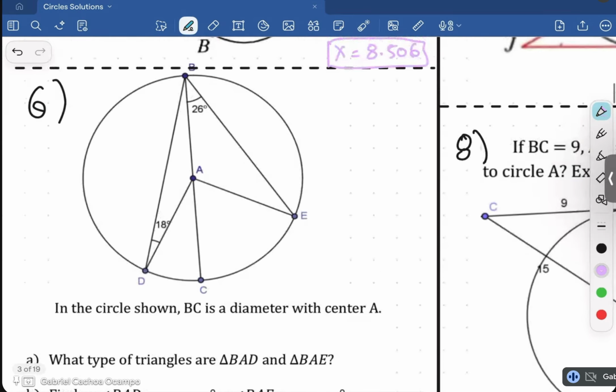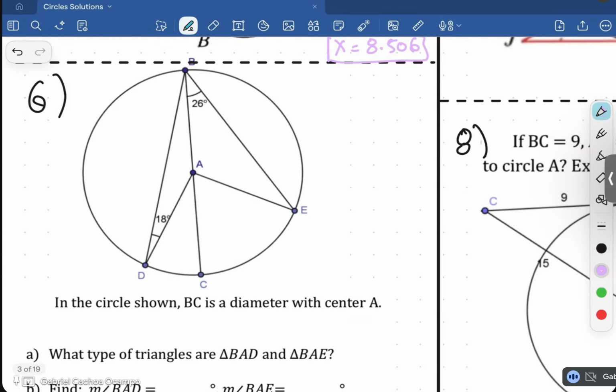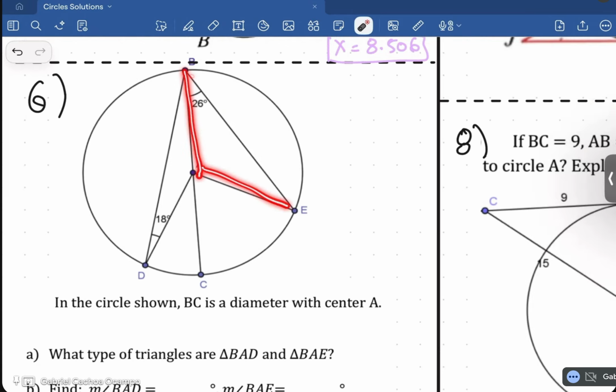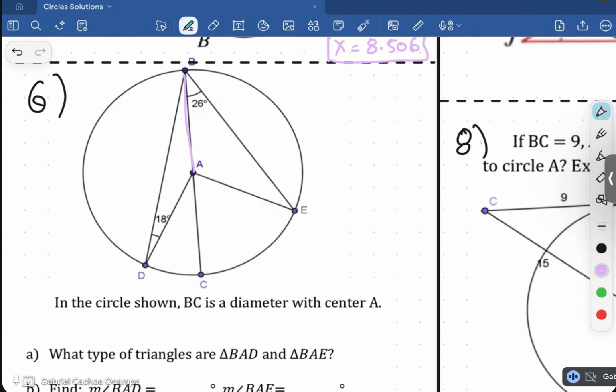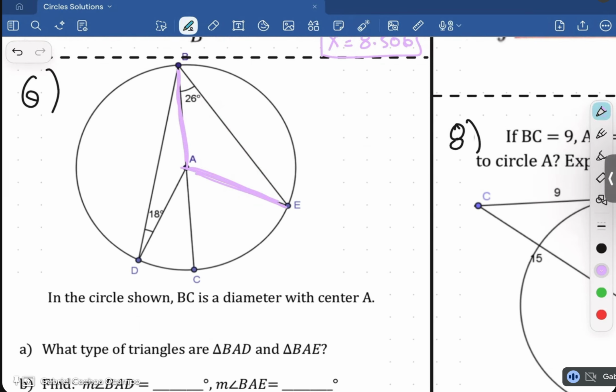Okay, now this one is a little bit funnier. BC is a diameter. What type of triangles are BAD and BAE? What type of triangle is it? Well, because this thingy is a radius and this thingy is a radius, both of them are congruent, so that is an isosceles triangle. And because this is also a radius, both of them are isosceles triangles.